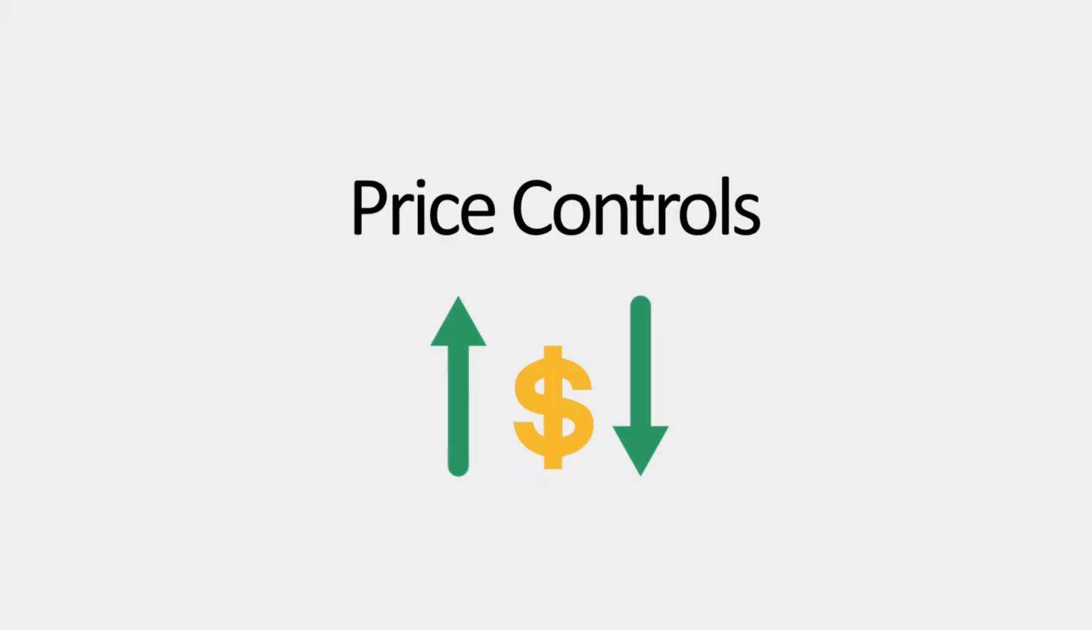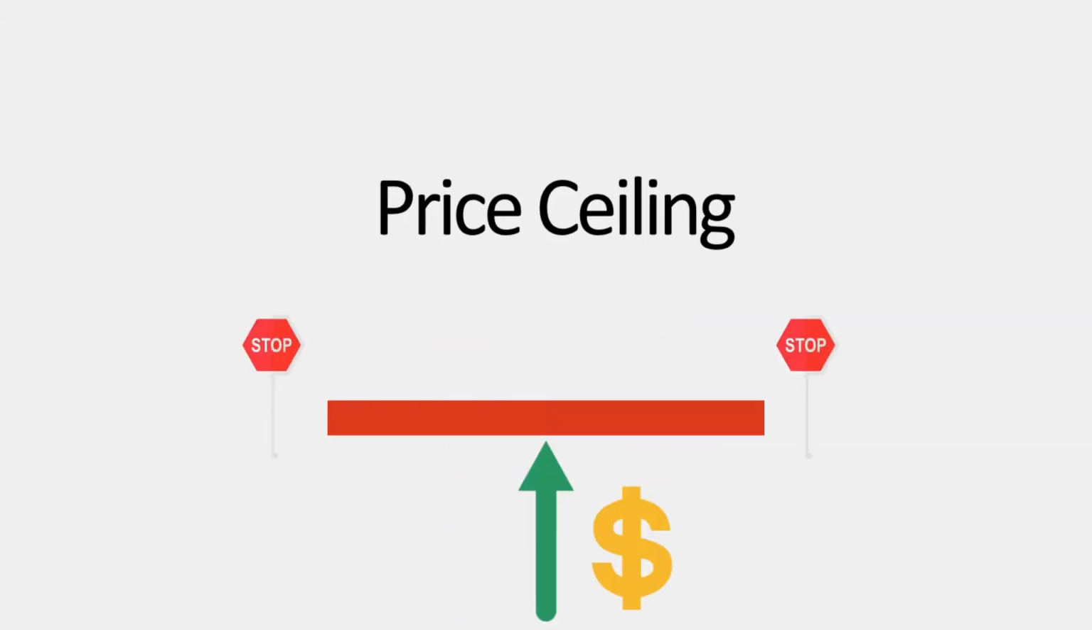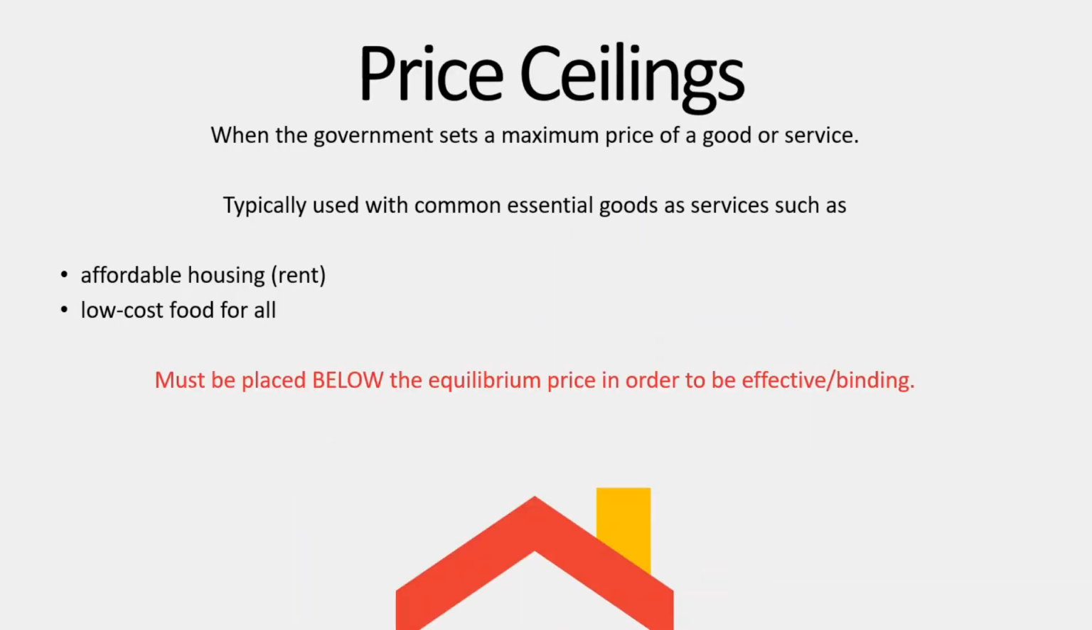Next, we're going to talk about price controls. First thing we're going to talk about is a price ceiling. A price ceiling is when the government sets a maximum price for a good or service, usually for essential goods, like affordable housing. In New York, they used to do rent control, price ceilings for apartments. You couldn't charge more. They had set a maximum price for how much you can charge.